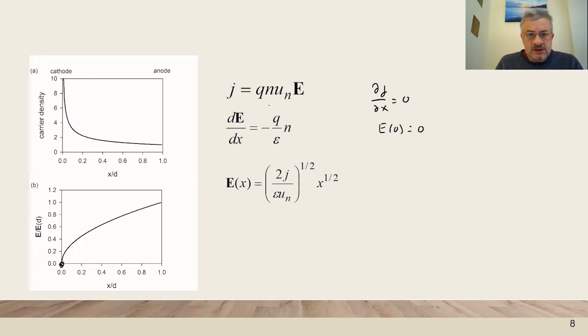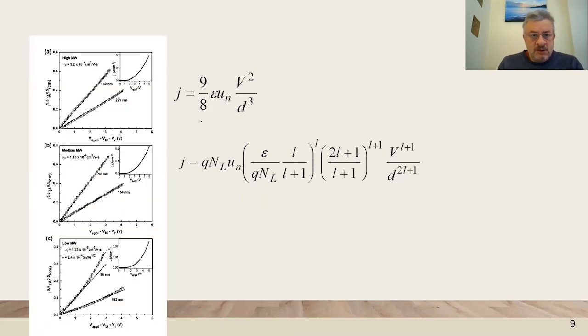Then by solving the differential equation, we obtain the dependence of the electrical field on the position, and we can also find the carrier density since the current is constant. And this is the dependence where the carrier density is maximum at the beginning and decreases while the electrical field is increasing as a function of the distance, so that the product of both is constant.